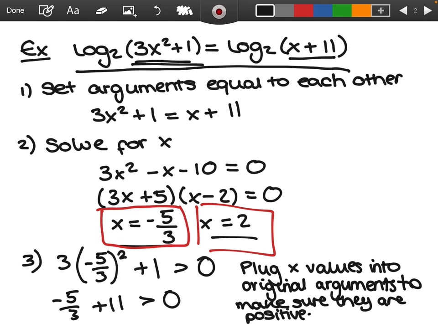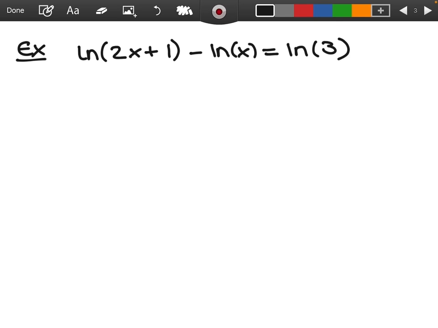Okay, one more example that I will do here just has that additional step at the beginning where we will have to combine some logs on each side before we go ahead and set those arguments equal to one another. So in this case, we've got the natural log of 2x plus 1 minus the natural log of x is equal to the natural log of 3. So like we said before, what you would do is you would set the arguments equal to one another. The problem that we have here is that we have multiple terms on our left-hand side. So I will need to combine those terms, so I just have one log term on either side, and then I can set those arguments equal to one another.